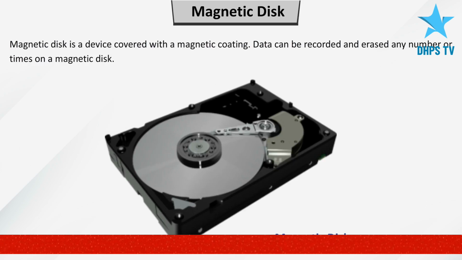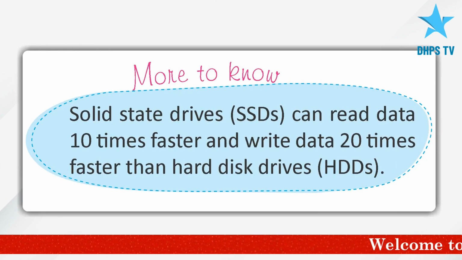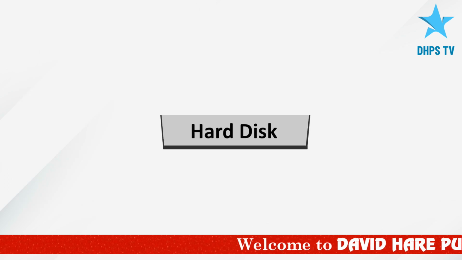Magnetic disk is a device covered with a magnetic coating. Data can be recorded and erased any number of times on a magnetic disk. More to know: solid-state drives, SSDs, can read data 10 times faster and write data 20 times faster than hard disk drives, HDD.